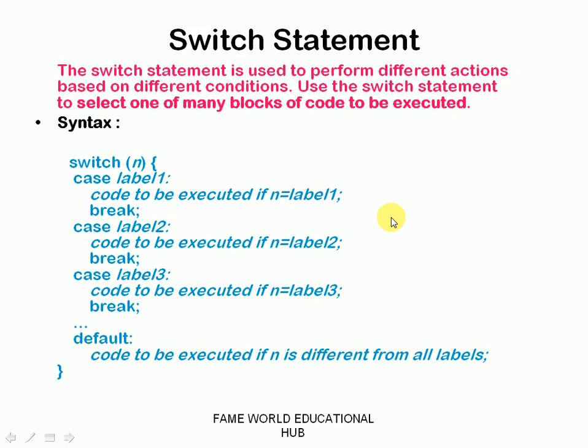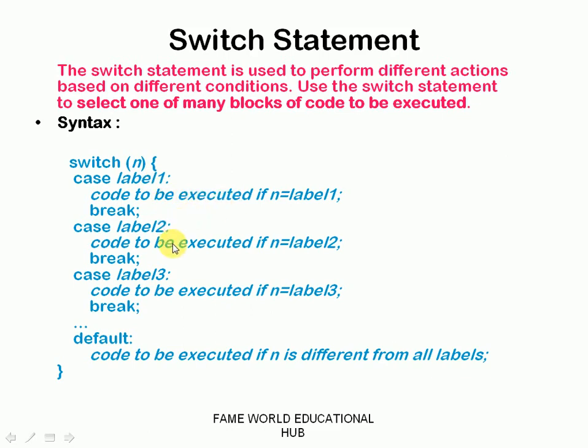Different conditions are given in different code blocks and only one will be selected as per the expression which we provide. So here you can see the syntax. Switch n. n is the expression for which we are checking the things. After that, we will come inside the switch block, and cases are the conditions we are checking for the particular expression which is provided. If case 1 is true, then it will proceed to the code block of case 1.